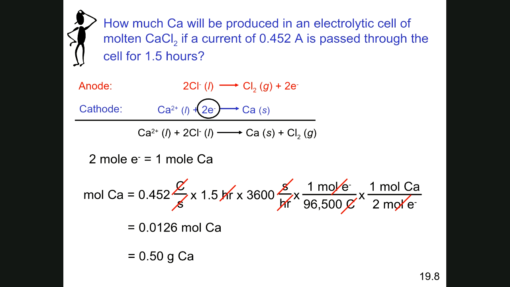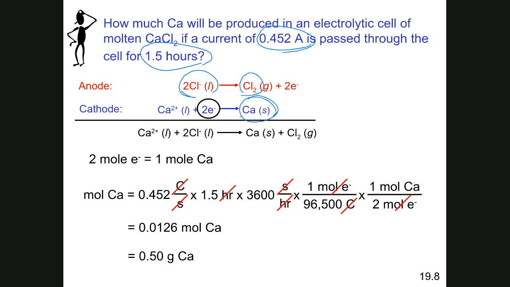How much calcium will be produced in an electrolytic cell of calcium chloride if a current of 0.452 amps is passed through the cell for 1.5 hours? So calcium in this case needs to be reduced. So the calcium ion is changing to calcium metal, and chloride is changing to chlorine gas.